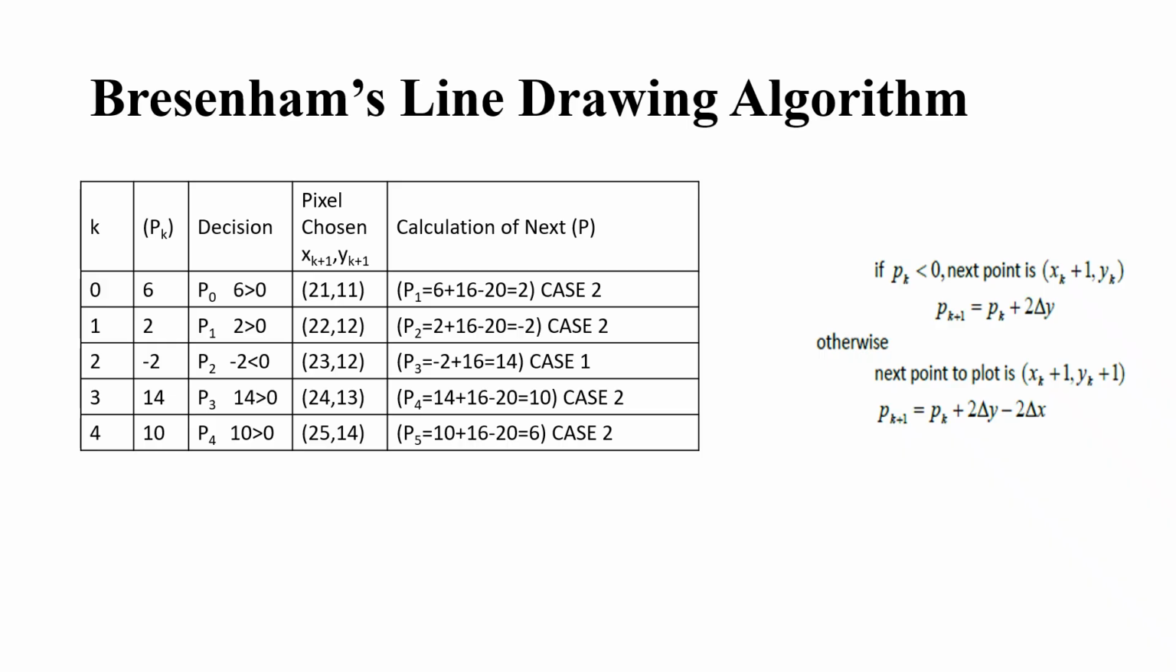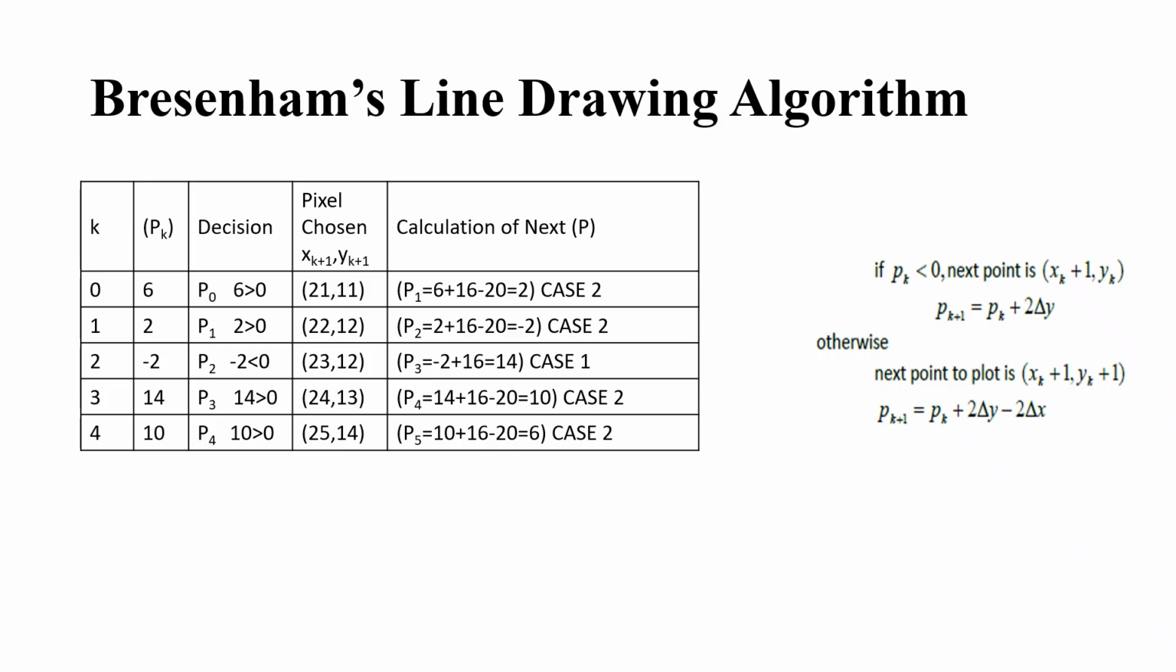Proceeding further, we get the new pk value as 14, which is greater than 0. Therefore, case 2, that's why I'm incrementing both x and y and calculating the new pk value, which results in 10. Since 10 is greater than 0, it falls under case 2. So both x and y are incremented to 25 and 14. I'm finding the new pk value by using this formula: old pk value plus 2 del y minus 2 del x, which results in 6.